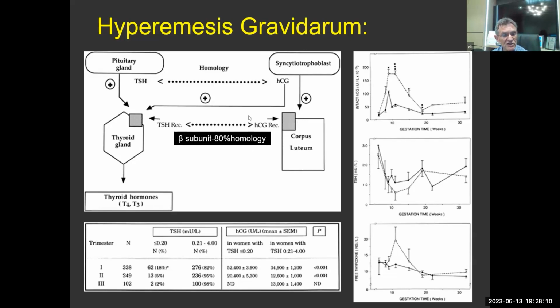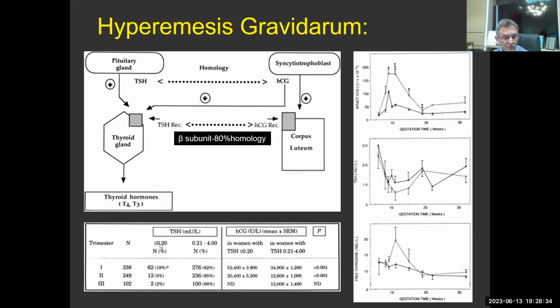So if the beta-HCG is going to stimulate the thyroid, you're going to get hyperthyroidism with a high T3 and T4 and suppression of the TSH. So it looks like classical primary hyperthyroidism, but the thyroid gland is in fact normal. There's nothing wrong with the thyroid gland. What's happening is that the beta-HCG is stimulating it.